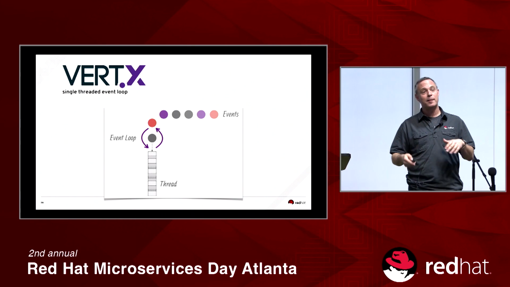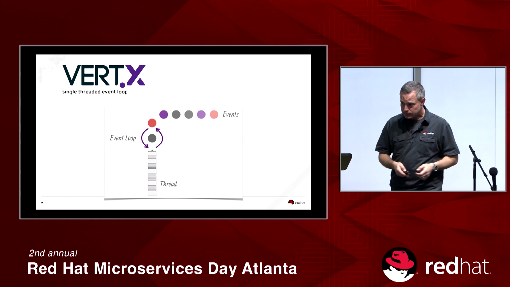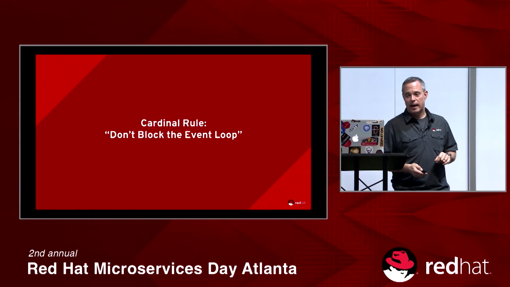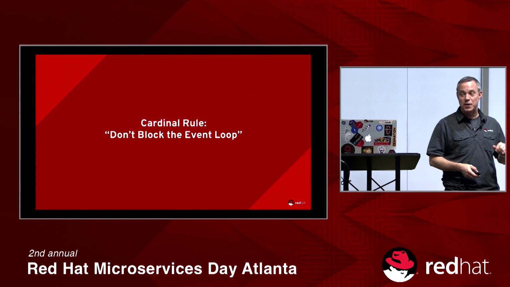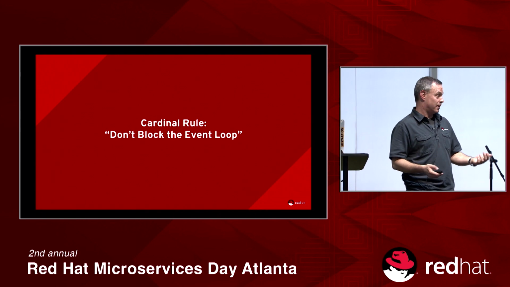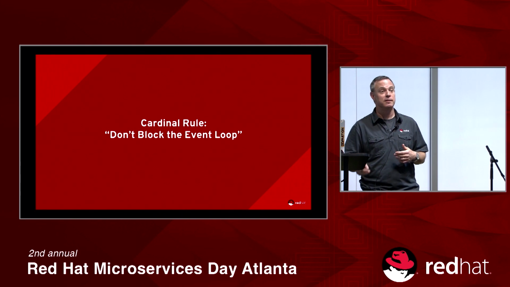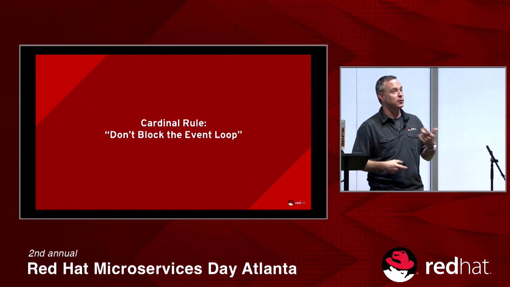And so he said, you know what? I'm going to create a toolkit for building complete applications this way. So everything works on an event loop. And the cardinal rule of Vertex is do not block the event loop, right? Because you want to stay responsive, right? It goes back to, we talk about a system being responsive. Don't block the event loop. Always make sure that you can return data.